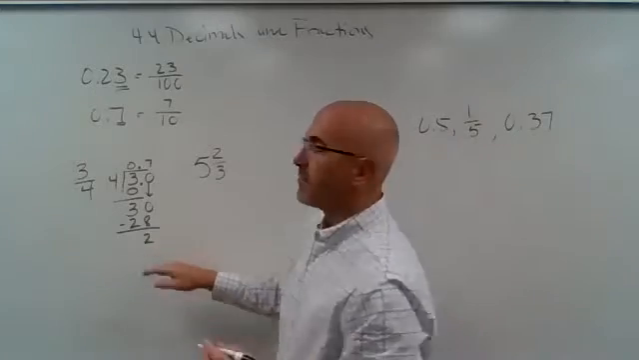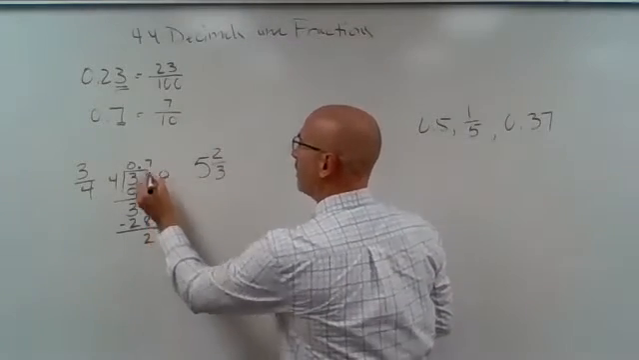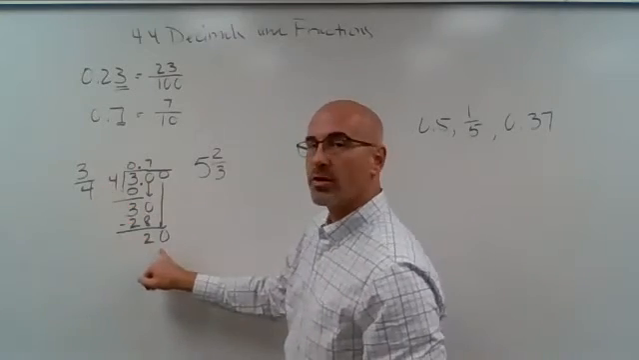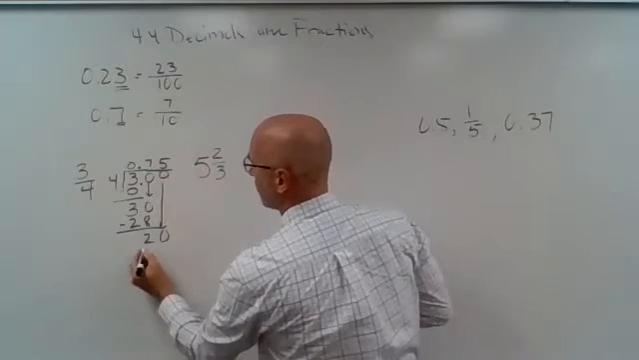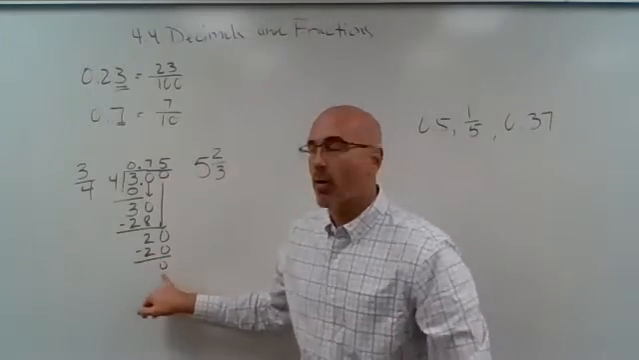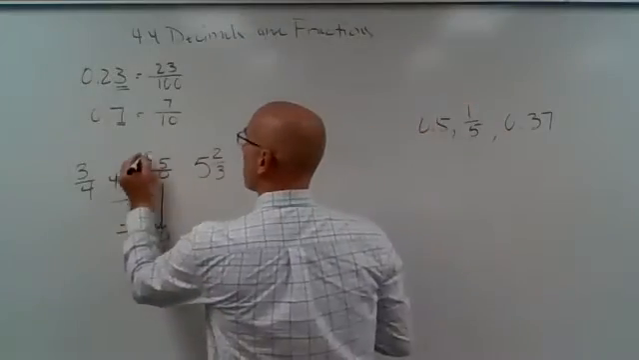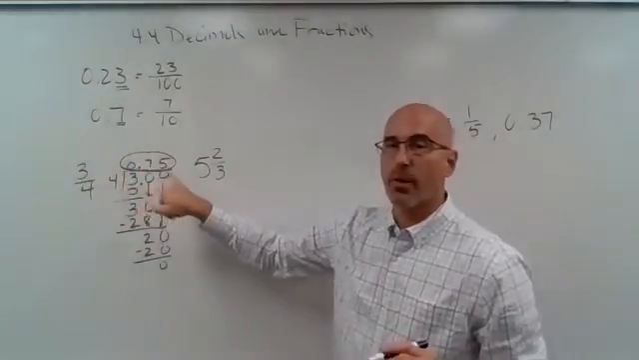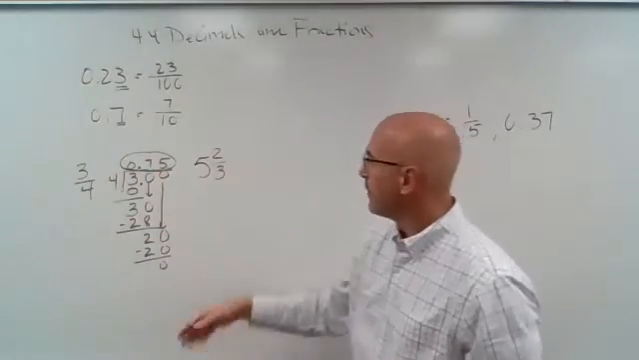Well, we can still keep dividing. We're going to add another 0 and bring it down. So now we ask 4 going into 20, and that is 5 times. 5 times 4 is 20, and we're now at a 0. When we're at a 0 and have no more numbers, we are done. So 3/4 can be written as 0.75 or 75 hundredths.